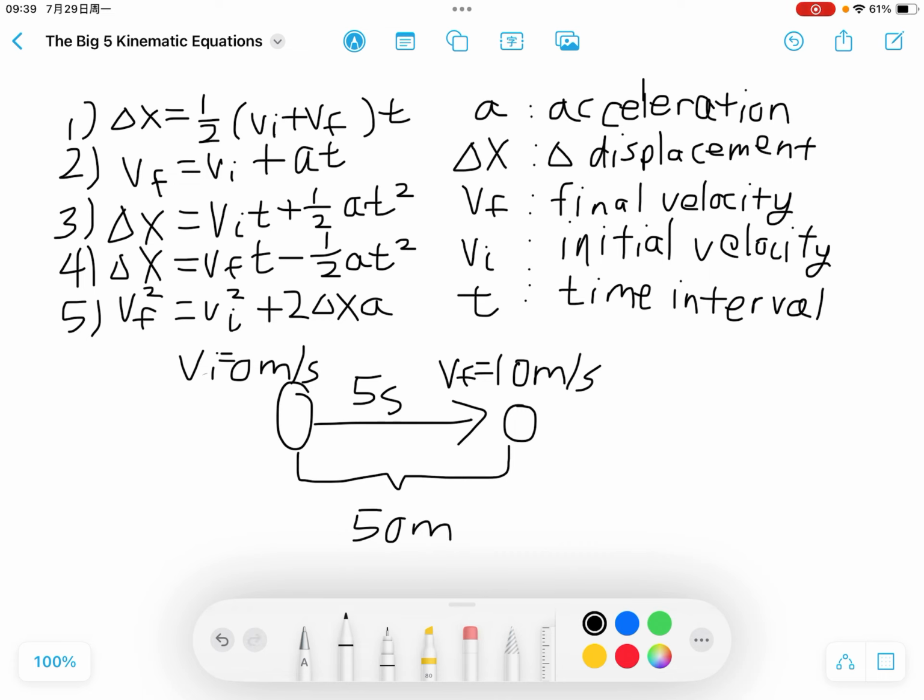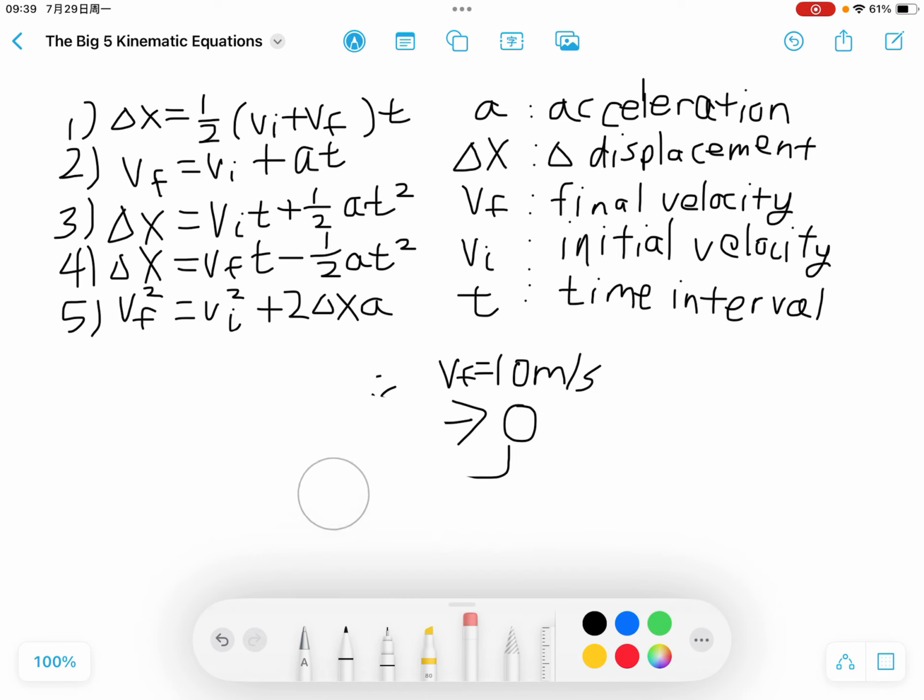Okay, let's just say this is 50 meters. Or actually, you can say it's 10 meters. So we have 5 seconds to travel 10 meters, right? So that's our time interval. There, t is going to be 5 seconds. We have 5 seconds to accomplish this motion of letting delta x be 10 meters.